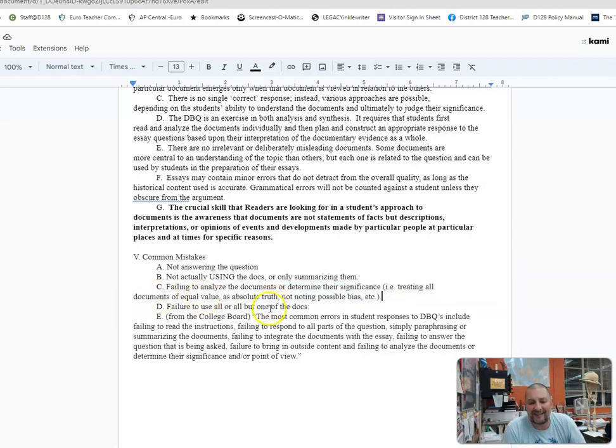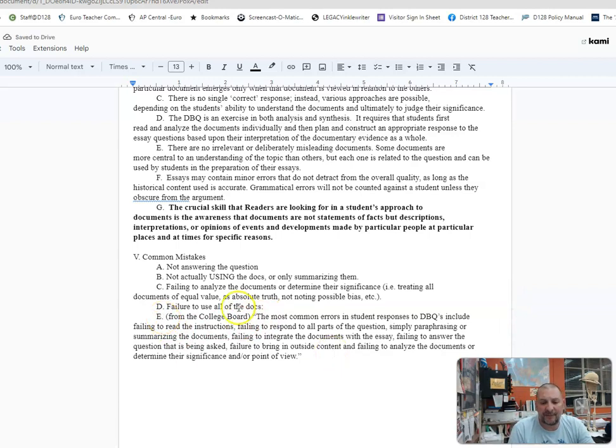It should get to a point after you do this for a while that when you're reading documents, you're automatically thinking about that. Like, what is this person's agenda? What is this person trying to get at? We do it when we read the news now. We do it when we listen to interviews. We should do it with historical documents as well. Failing to use all or all but one of the docs. You should use all of the docs.